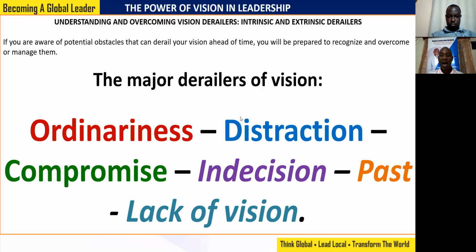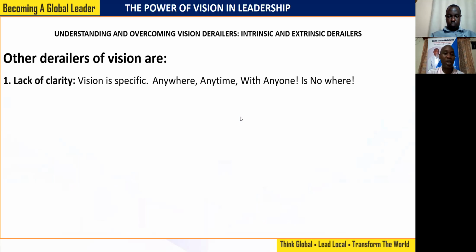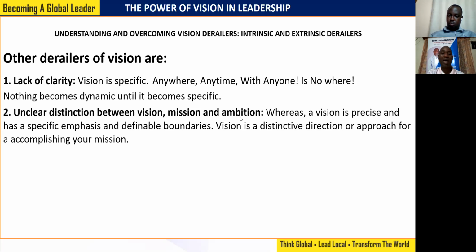Compromise, indecision, maybe past thinking, and also lack of vision itself. So these are some of the derailers, but I'll mention a few others. Lack of clarity can be a derailer of vision. Vision is specific. So if we lack clarity, we may get distracted. Sometimes we are not sure if we are on track, but if there is clarity, then we can know when we get off the path. So nothing becomes dynamic until it becomes specific.